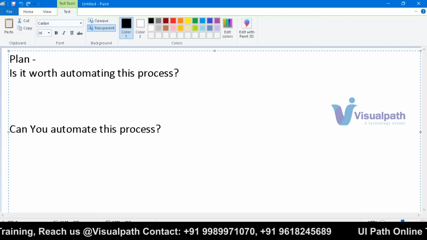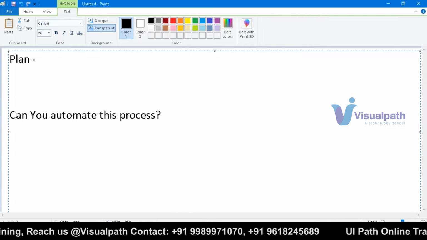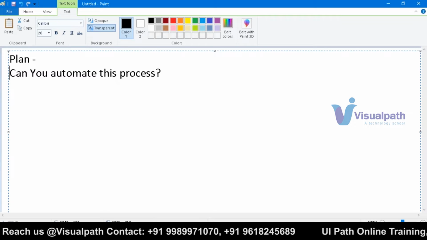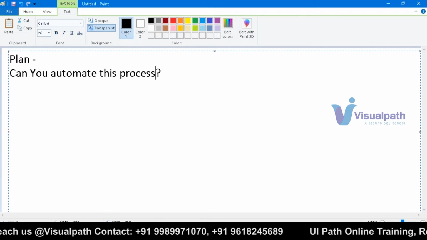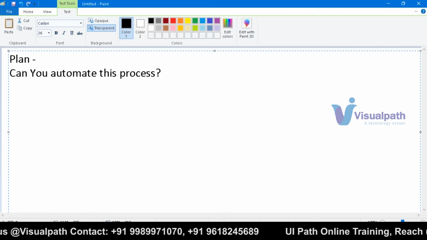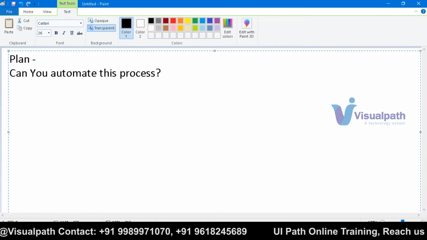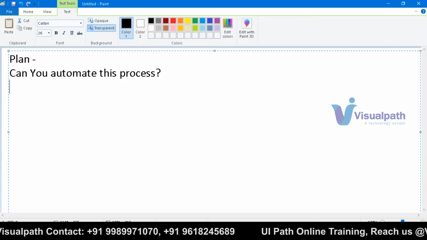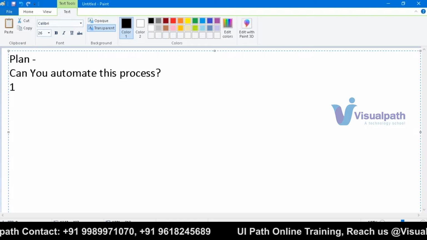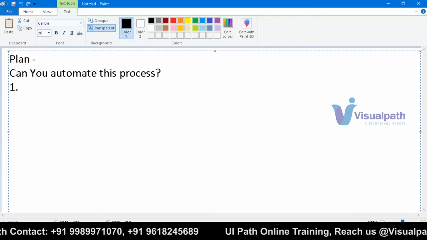Next comes the possibility of automating this process, whether this process can actually be automated or not. What does it exactly mean? Are there processes that cannot be automated? In what situations can you not automate a process? It's all about application compatibility. There are certain factors that come into the picture.